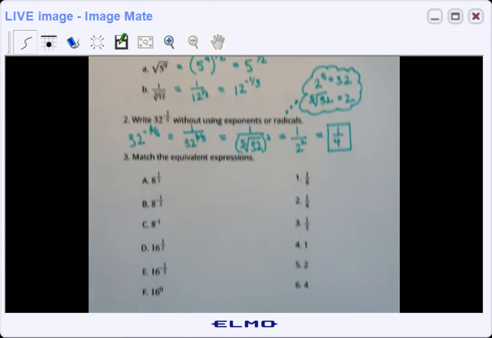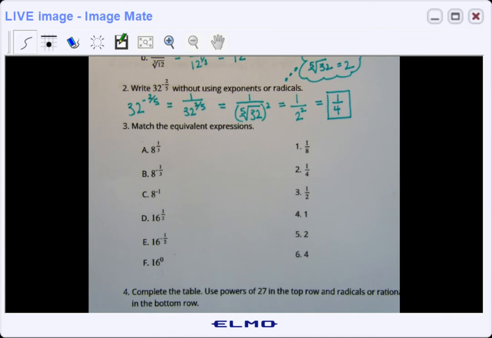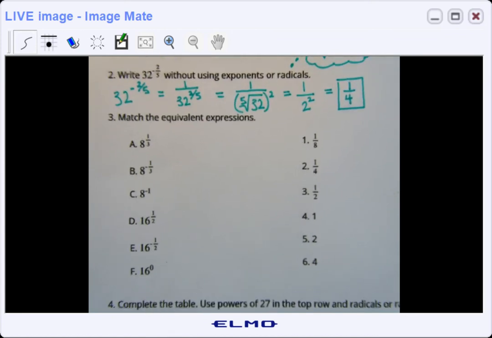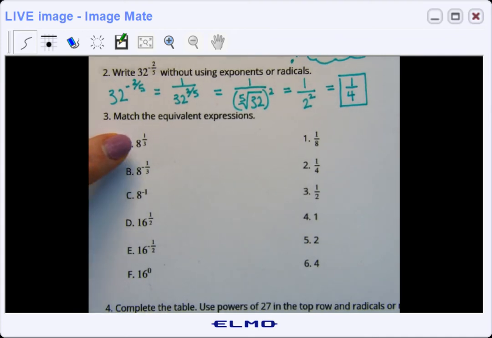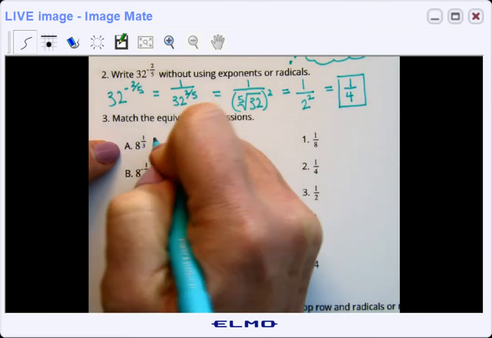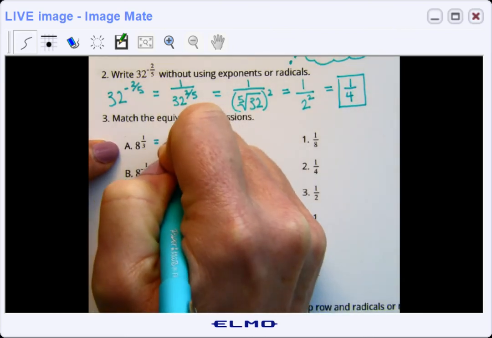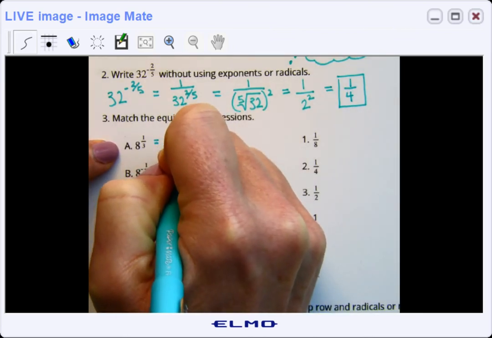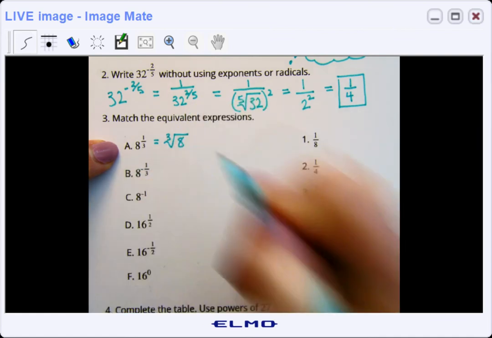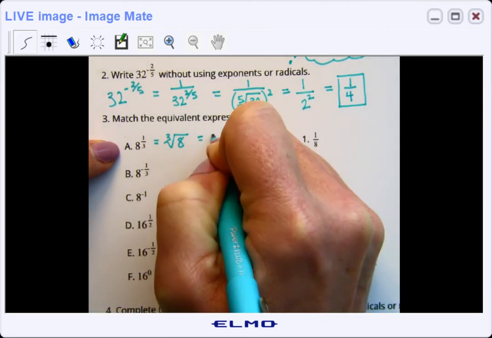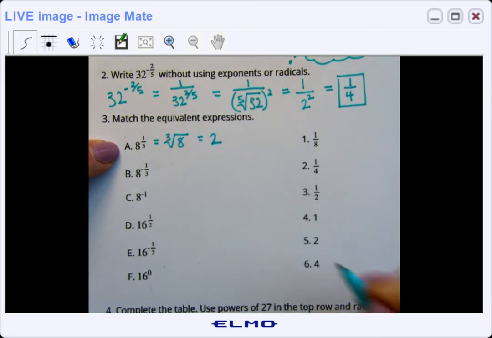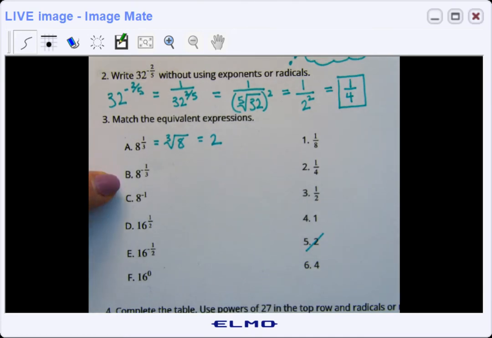All right, number 3 is a matching exercise. And so I'm just going to simplify each of these. I know that the 1/3 exponent means we're using a cubed root. So A, this is equal to the cubed root of 8. And the cubed root of 8 is equal to 2. Okay, so that's that one.